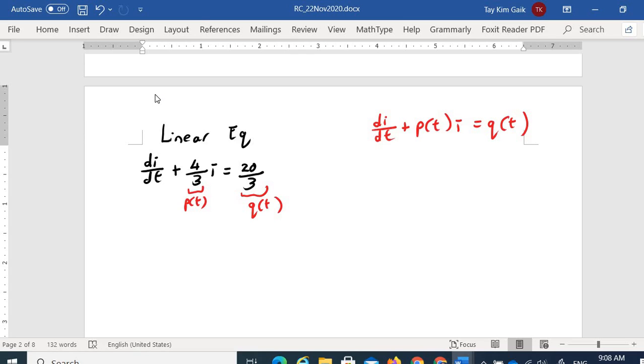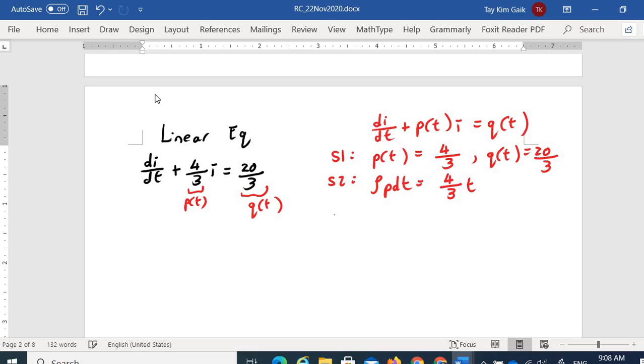So first step, identify the P(t). Your P(t) in this case is 4 over 3. Now this is a linear equation. Step 1, identify your P(t) and Q(t). Q(t) is the constant 20 over 3. Step 2, integrate P with respect to t. So integrate 4 over 3 with respect to t, you get 4 over 3 t. Step number 3, the integrating factor I is equal to exponent of the integral of P dt, so it will be exponent 4 over 3 t.